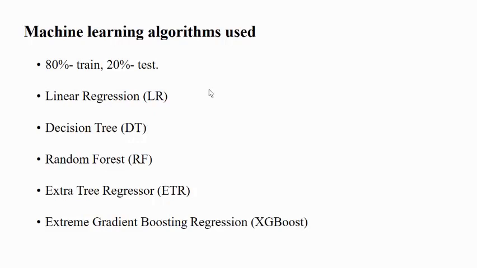So in the next step, I divided the dataset into two parts, as I have said earlier. 80% of the dataset was used for the training dataset, while 20% of the dataset was used for the testing dataset. And the machine learning algorithms which I used for this study: the first one was linear regression, the second was decision tree, the third one was random forest, the fourth one was extra tree regression, and finally extreme gradient boosting regression was used in this study.